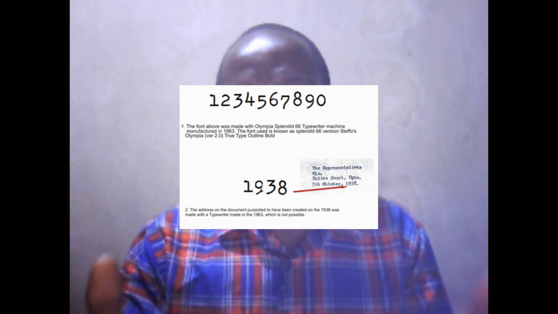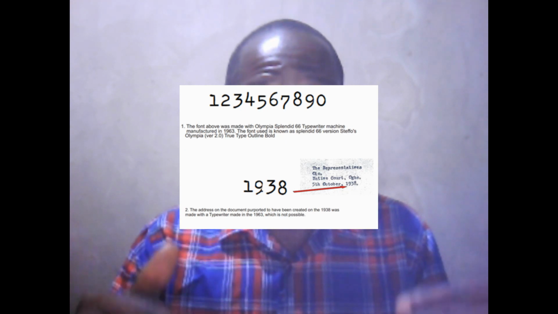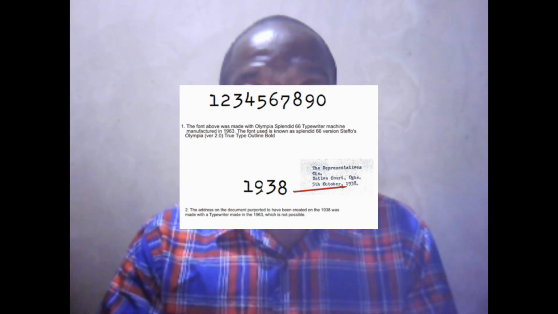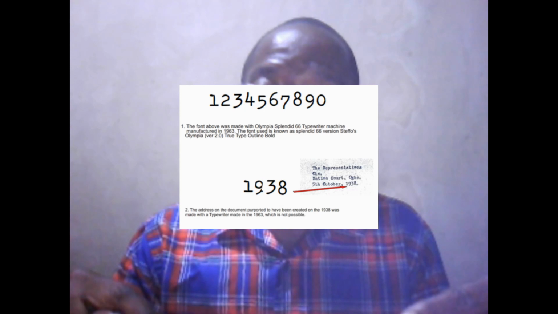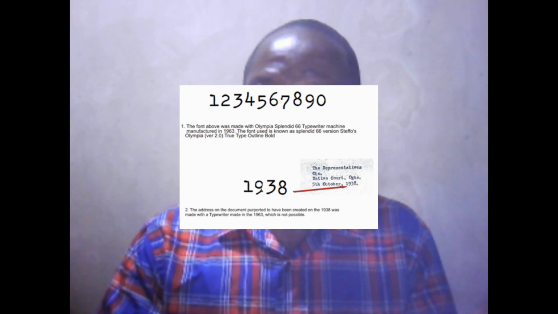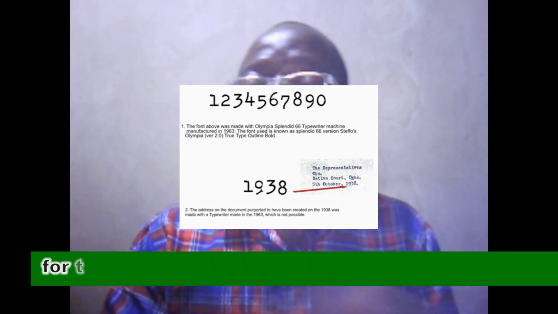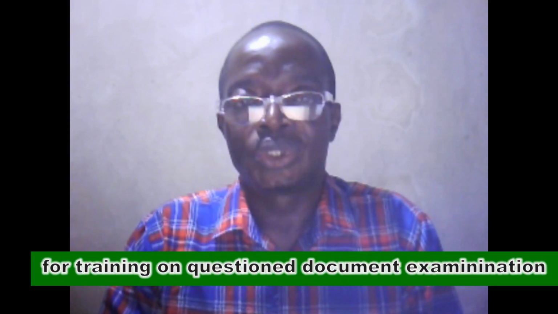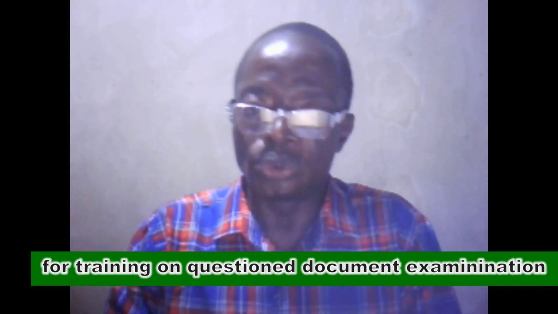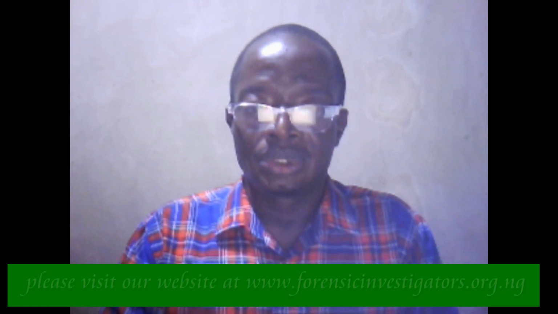So with that, there's no way a document that was produced in the 1930s will be produced by a machine that was invented in the 1960s. It is impossible. So this is how we got to know that the document is not genuine.